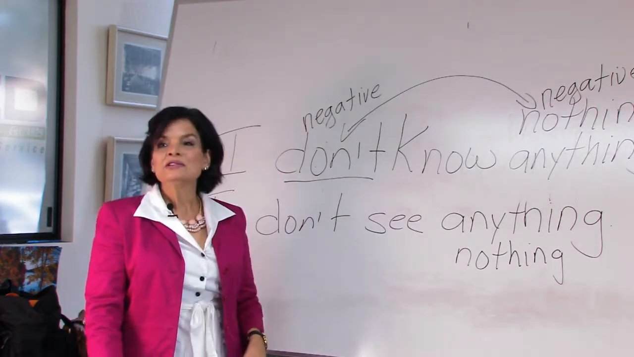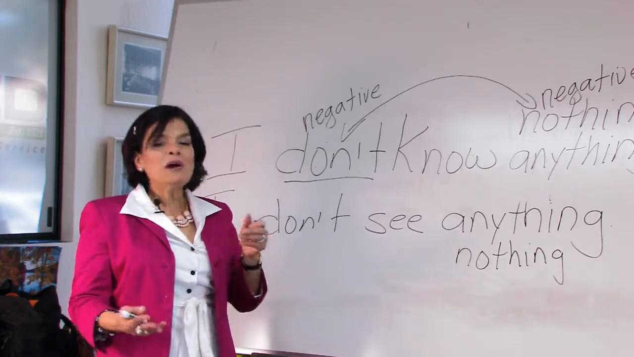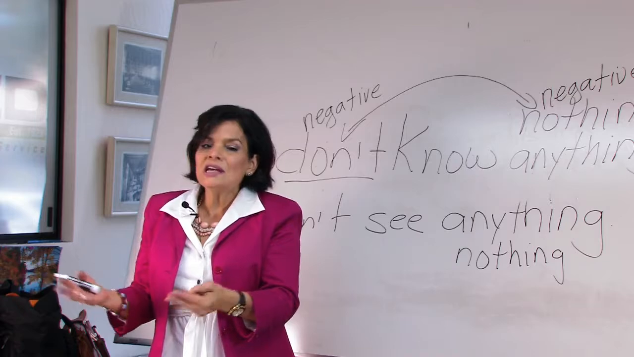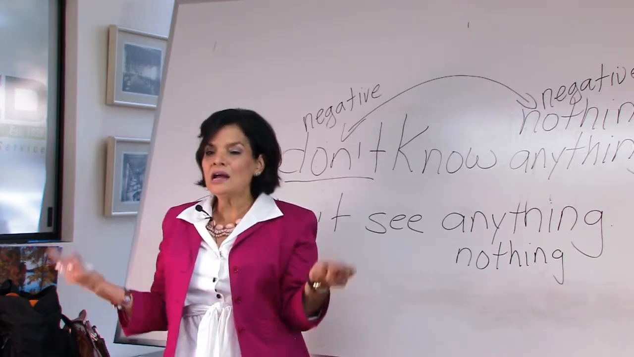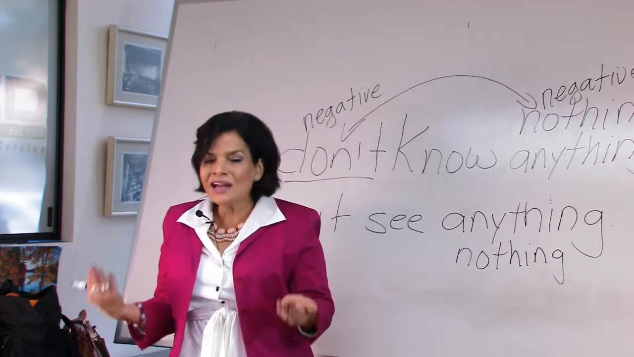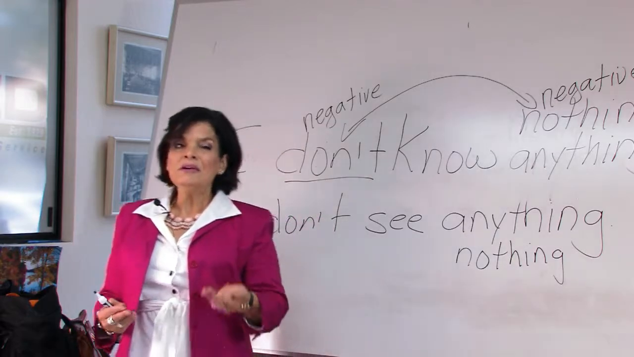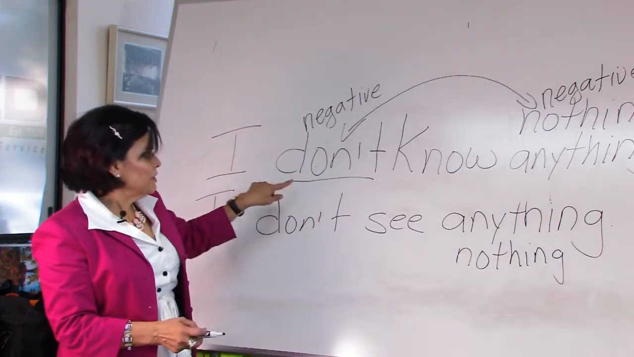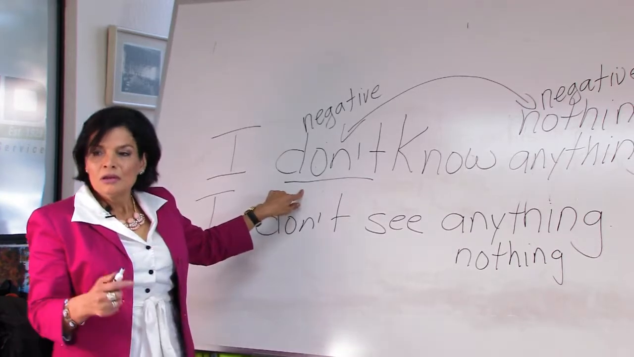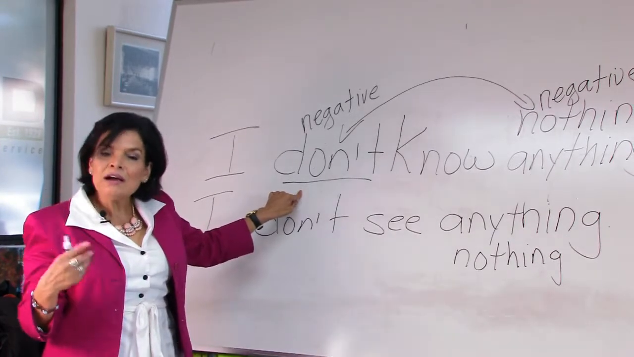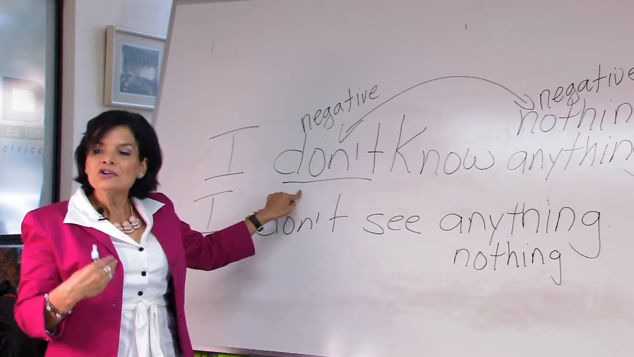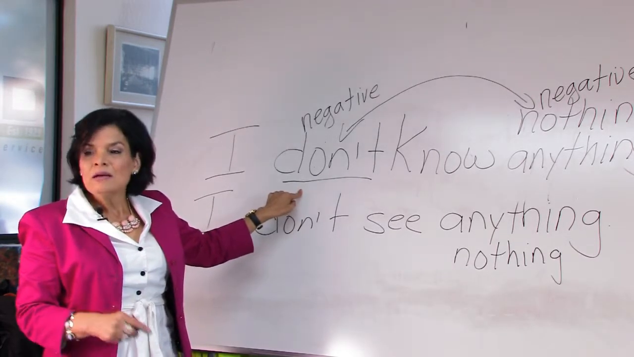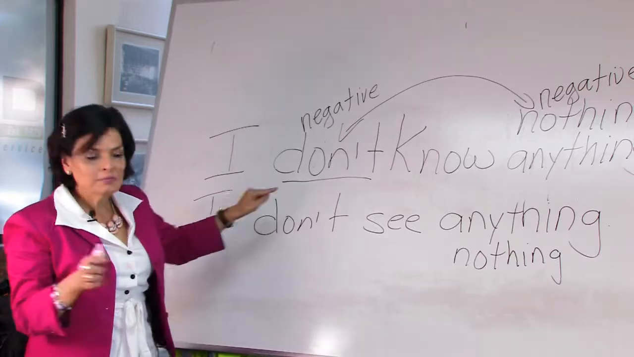Okay? So, what do you know about this or that? You say, I don't know anything. You don't say, I don't know nothing. You say, I don't know anything. There is a way to use nothing if you don't have don't. Then you would only have one negative. You can say, I know nothing about that. You can say that. But see how that's not a double negative?